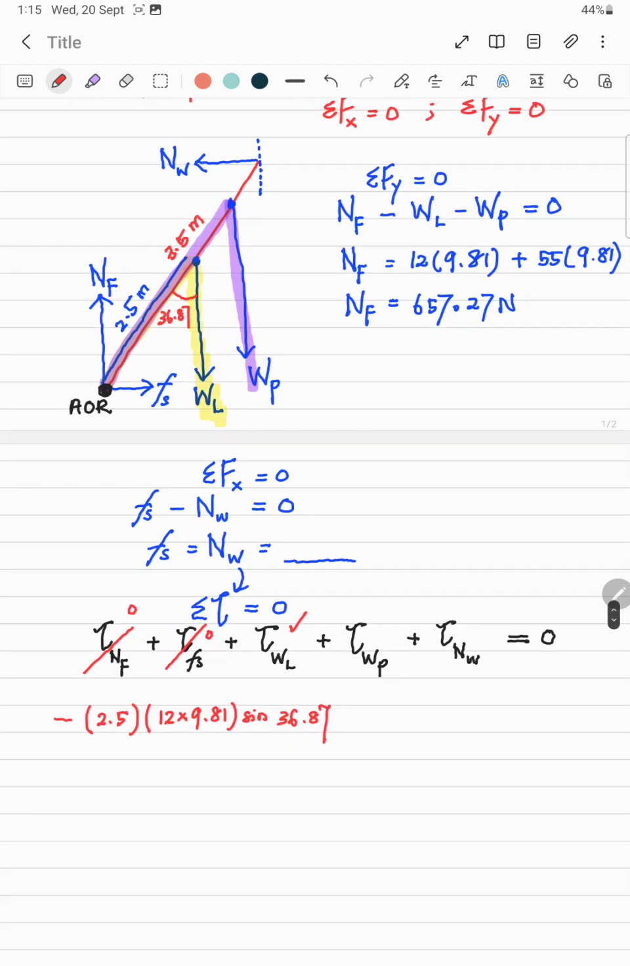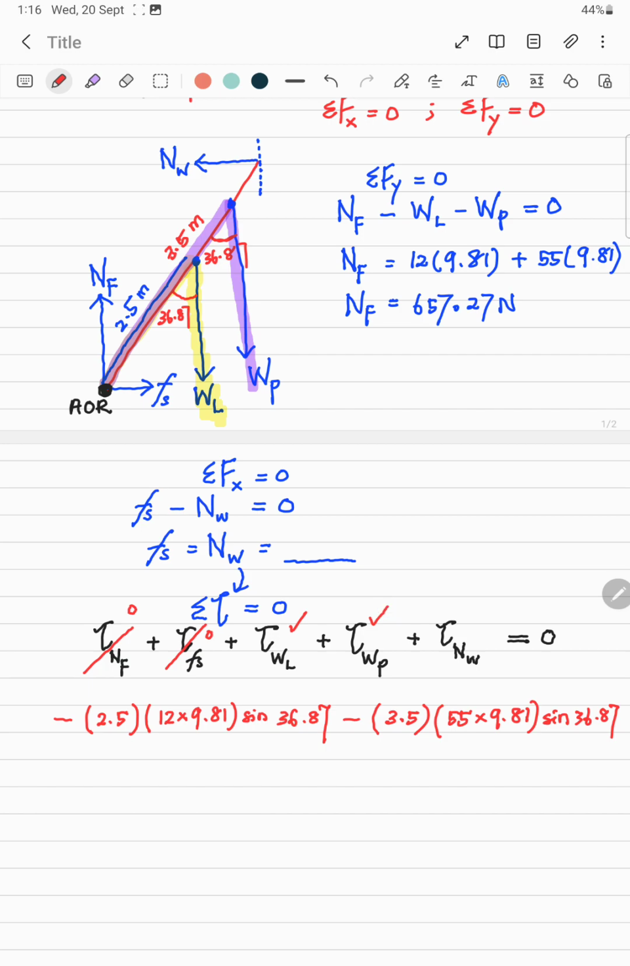Same, this one will rotate the ladder clockwise, so we have negative. The distance is 3.5. The weight of the panther will be 55 kg times 9.81. Sine of the angle between the distance and the weight is 36.87, so I put in 36.87. So that one will be the torque produced by the weight of the panther.